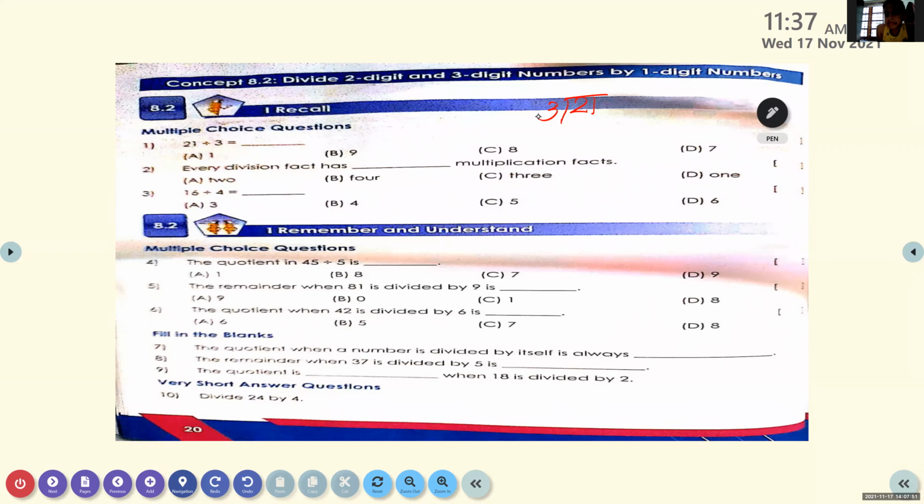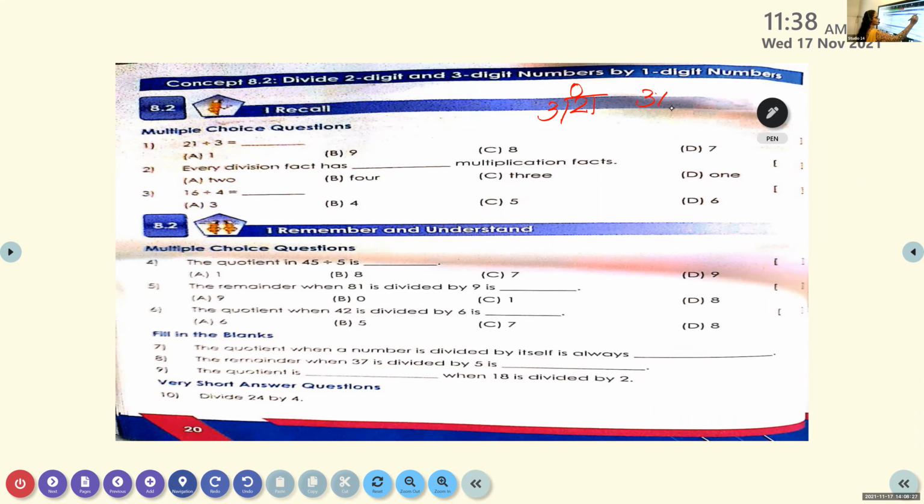3 1s are 3, 3 2s are... Okay, what is the first step to be done here? You have to compare 2 numbers, isn't it? 2 and 3. Whether 2 is there in the table of 3? No. So what do you have to do? 2 is smaller than 3. So put a 0 and take 2 numbers together. Okay. Now 21 is there in the table of 3 or not? Yes, it is there.